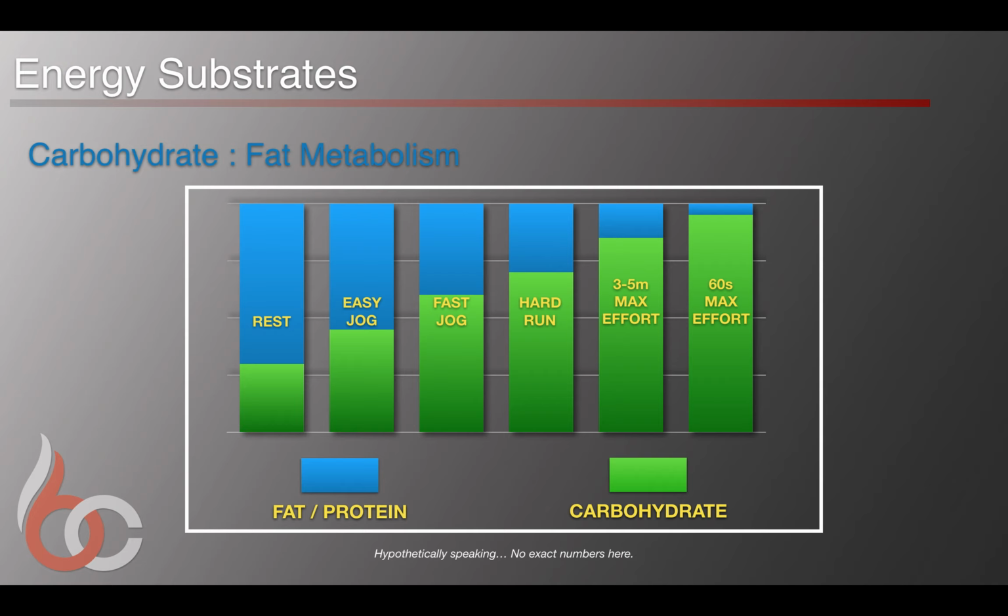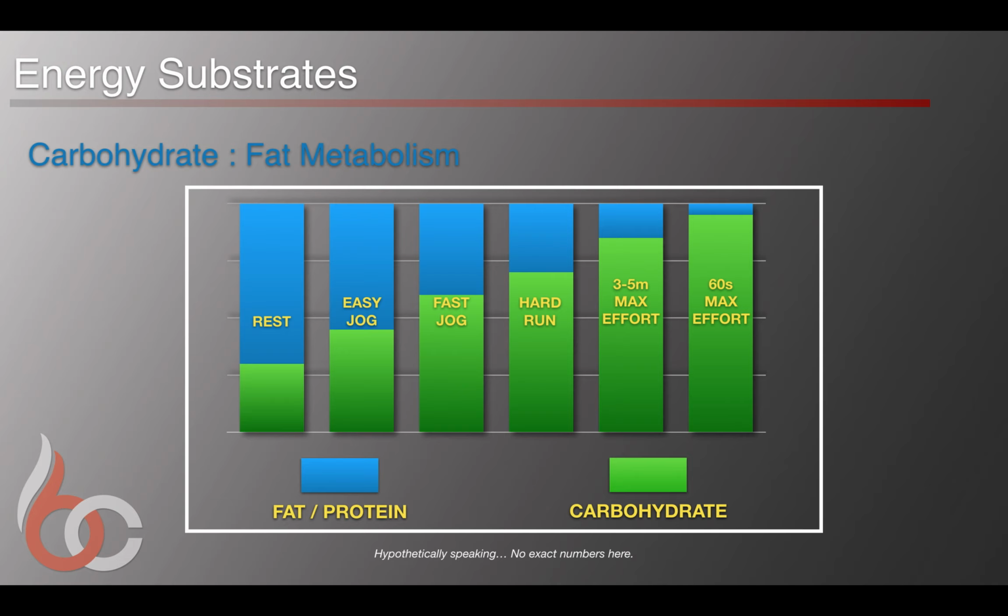At rest, 70-30 in favor of fats, and at like a 60-second long max effort, we're probably looking at about a 95-5 relationship there in favor of carbohydrates. And again, this is arbitrary. It's not for every single person. There's no exact numbers here. But if we're looking at moving from rest to an easy jog, to a fast jog, to a hard run, to a 3 to 5 minute maximal effort or a 60-second maximal effort, you can get the idea.